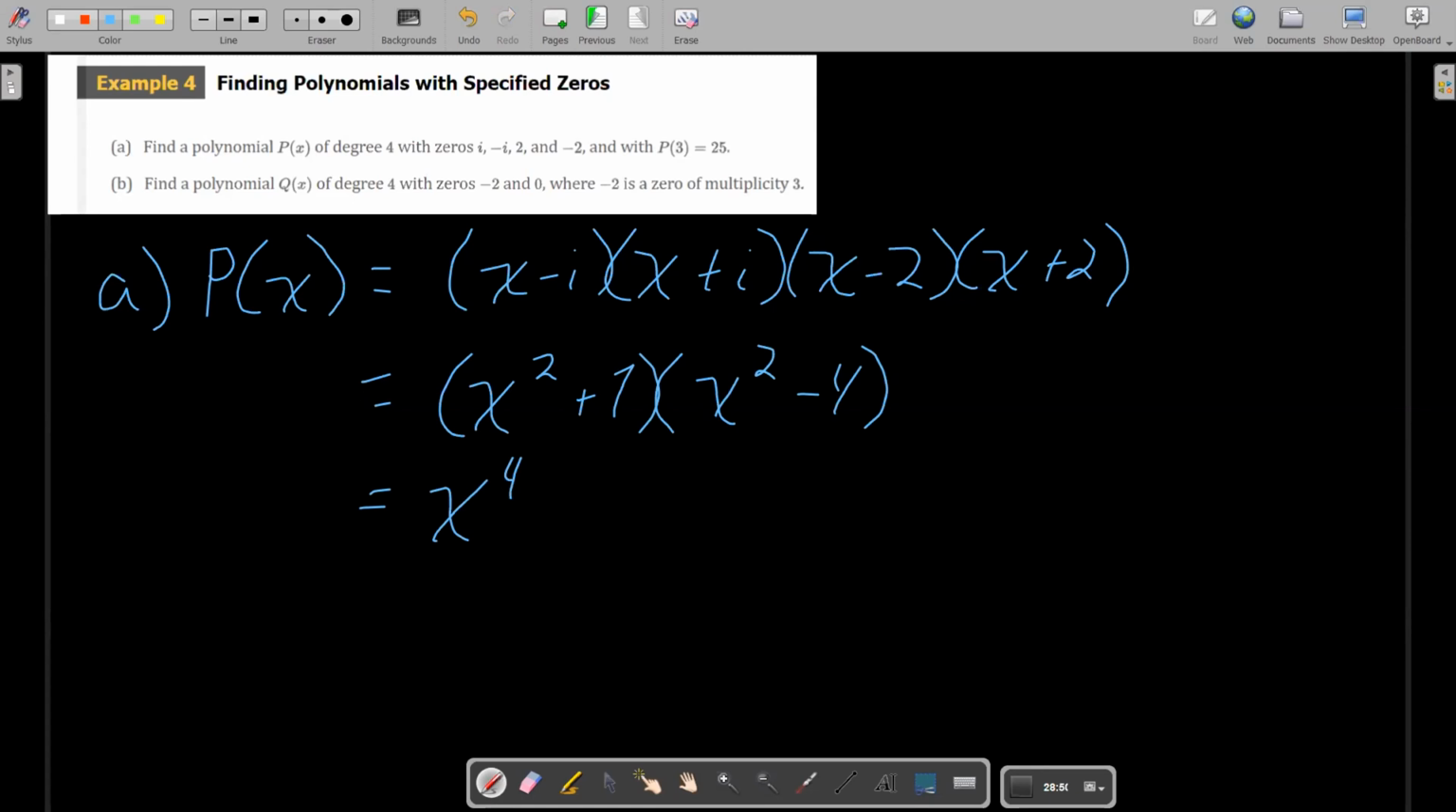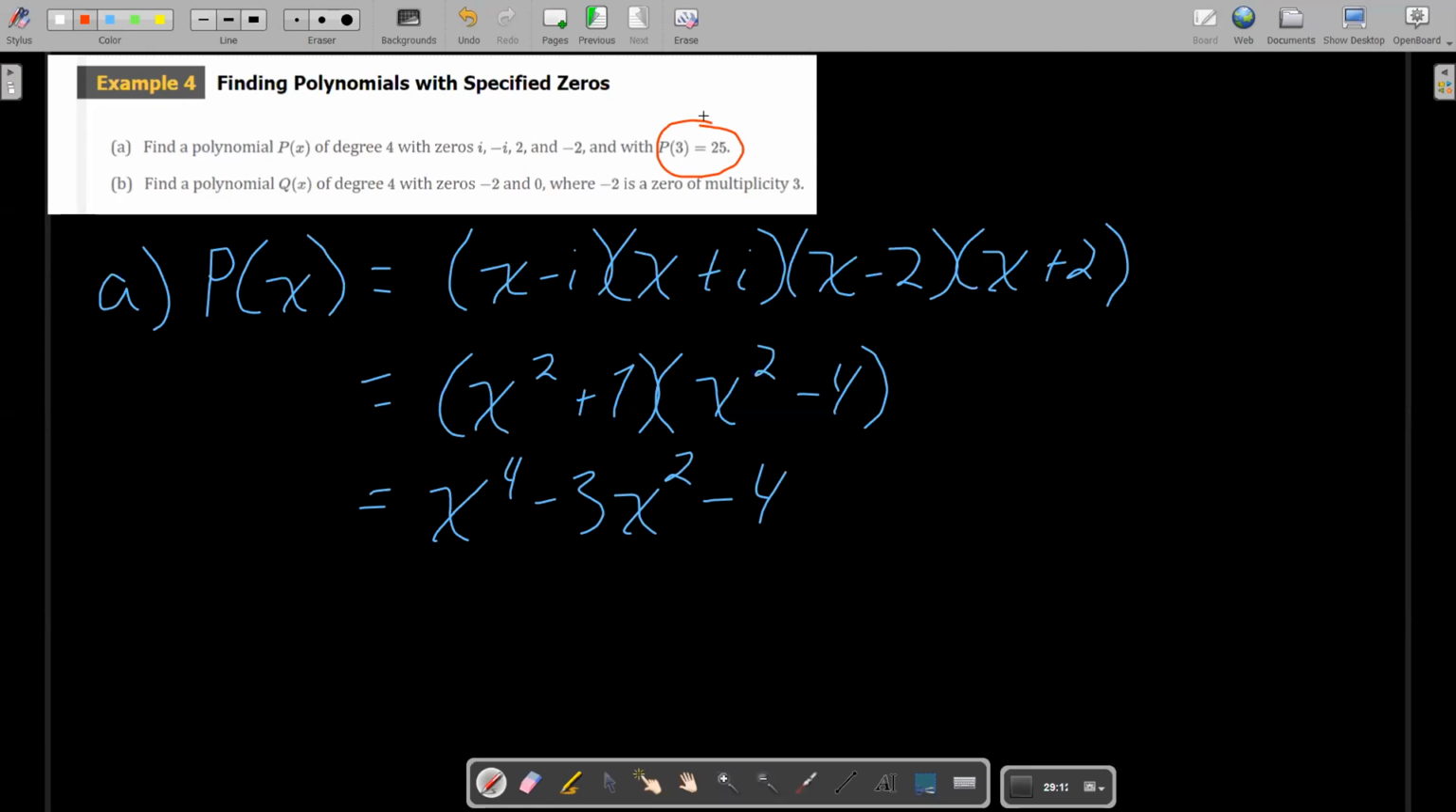And then x squared, negative 4x squared, and a plus x squared gives me a minus 3x squared. And then minus 4. Okay. All right, so I tried to leave a little space there because this last part here says with P of 3 is equal to 25.